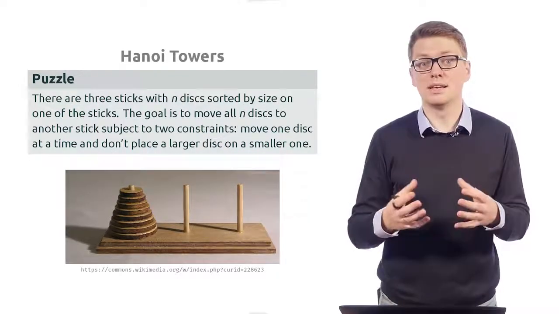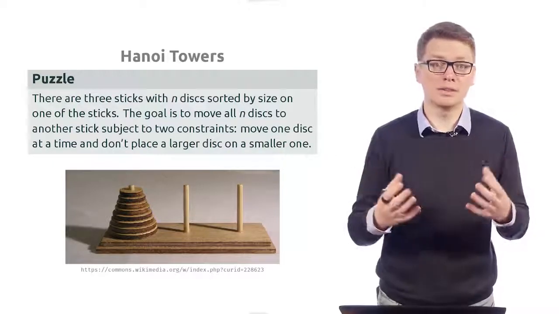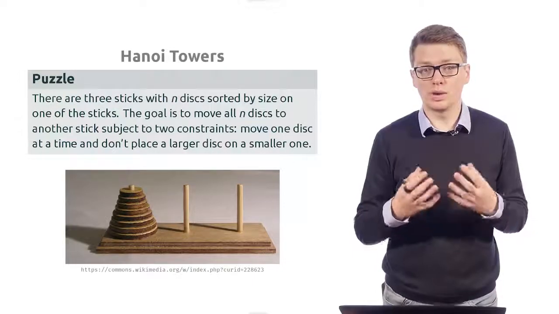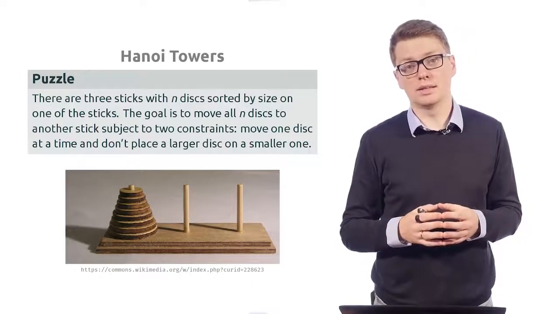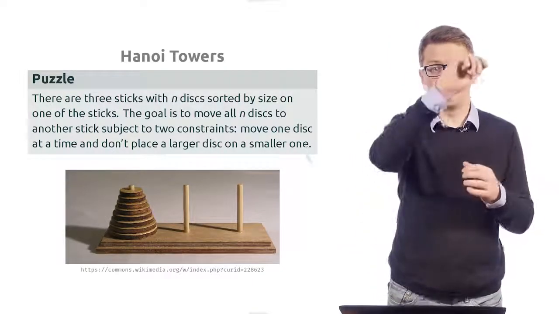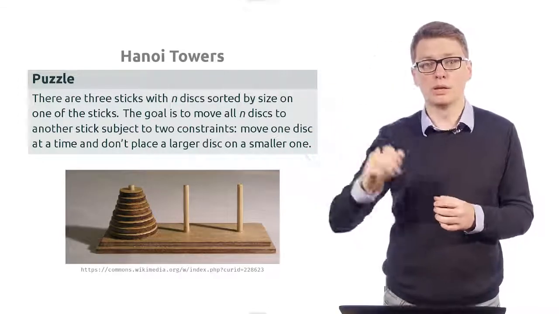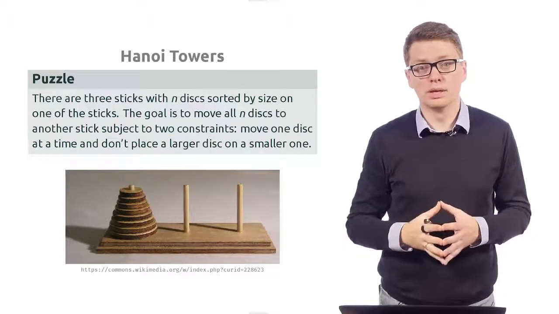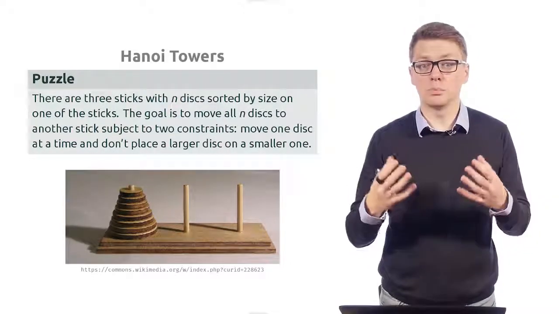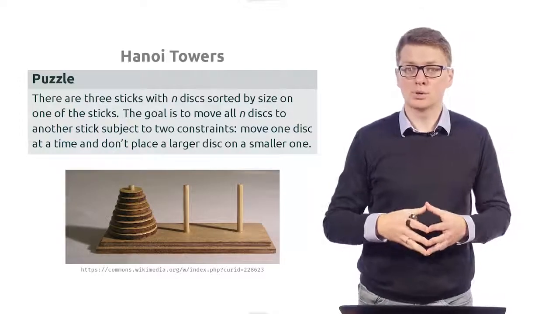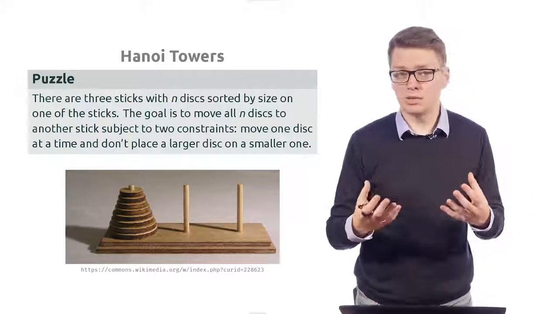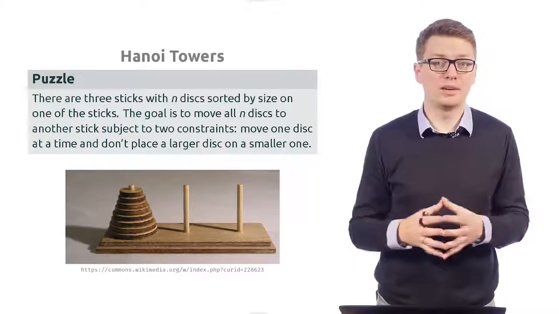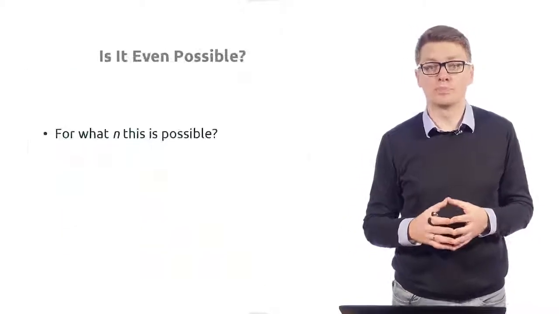This would be easy if not for the 2 given constraints. First of all, we are allowed to move only 1 disk at a time. And naturally, we need to take the topmost disk from one stick and put it onto some other stick. Right? And also, we are not allowed to put a larger disk onto a smaller disk. Okay? So the question is whether it is possible, and if it is possible, then for which values of n this is possible. Okay?